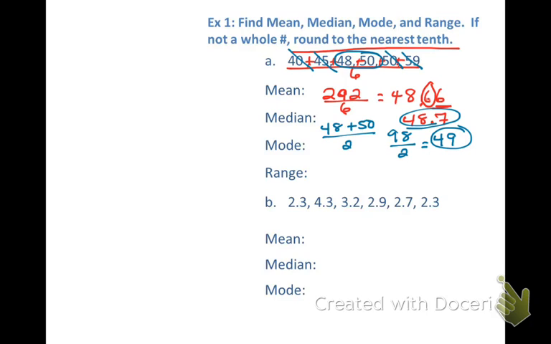Mode. Which one occurs the most? I have 40, 45, 48, 2 50s, and 59. Well, 50 would be your mode because it occurs the most.